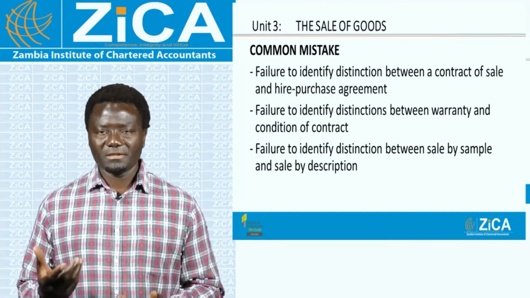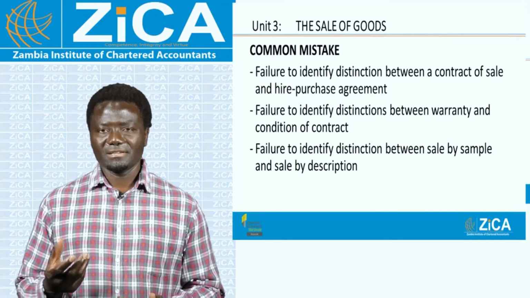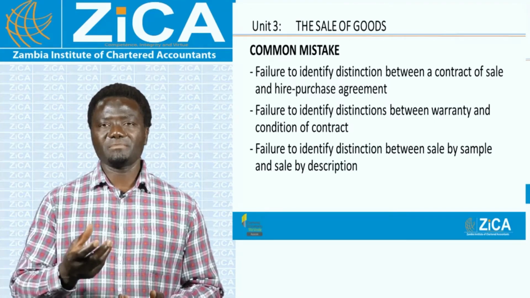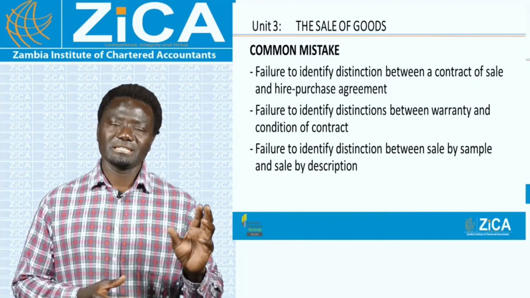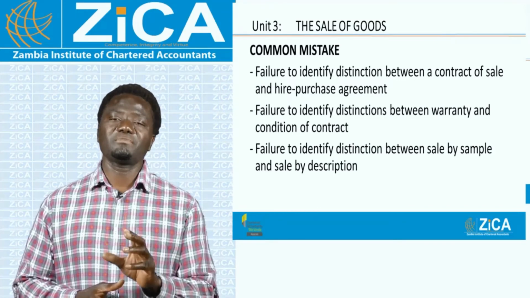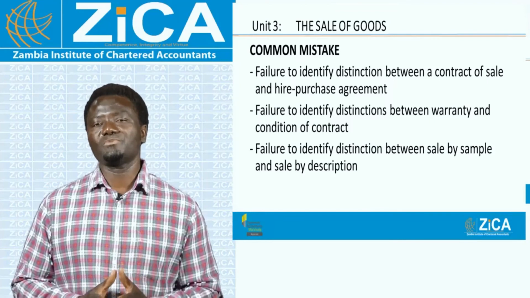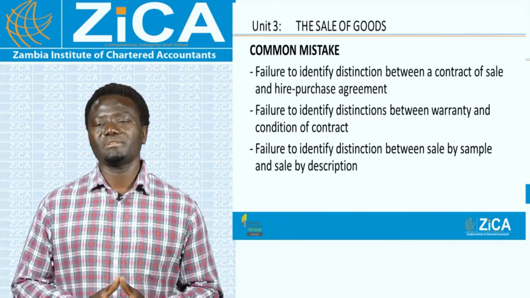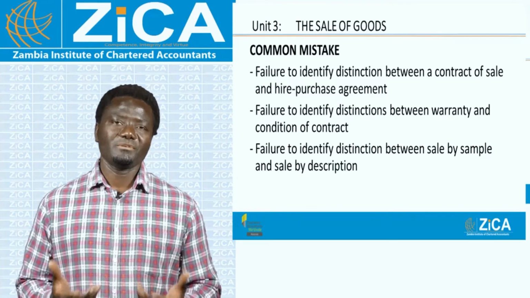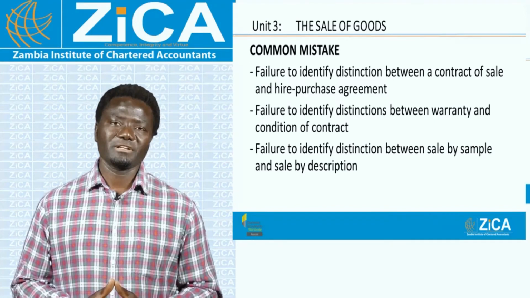So one, in hire purchase, the subject matter of the sale belongs to the seller until you have finished making all the payments that you are supposed to make. And then in a contract of sale agreement, immediately you pay, you are entitled to the products that you have actually paid for.